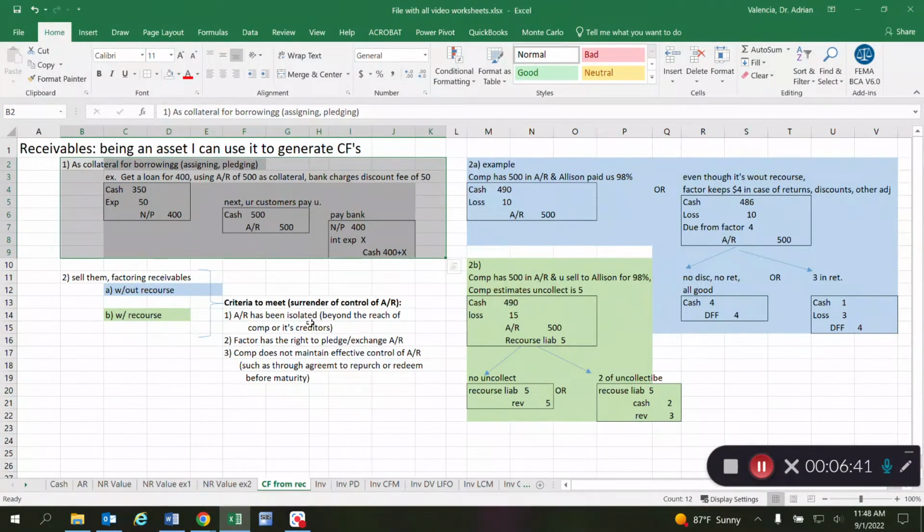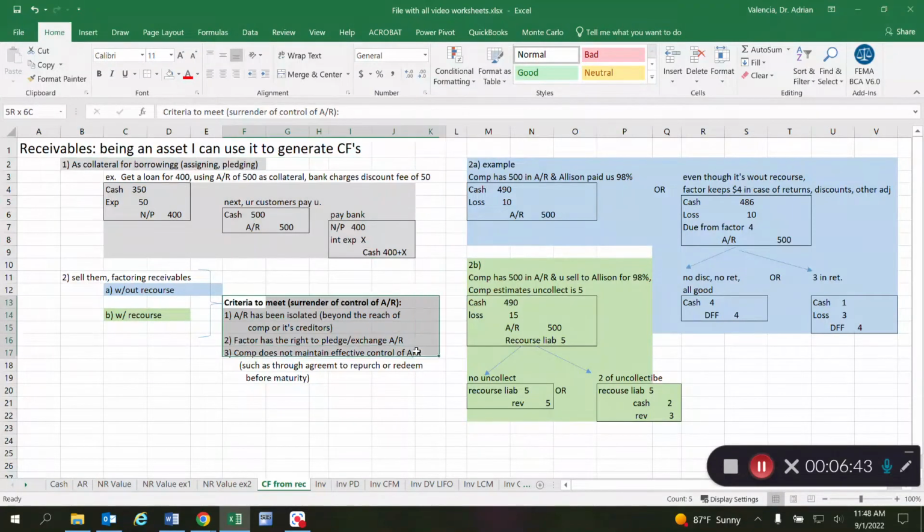Okay, so assuming this criteria has been met, then here are the 2 possibilities. The company could sell these receivables without recourse. In other words, with no guarantee of goodness of those receivables. You can think of recourse as a warranty. So you could sell your accounts receivable with no warranty or without recourse, or you could sell the receivables with recourse or with a warranty that they're good.